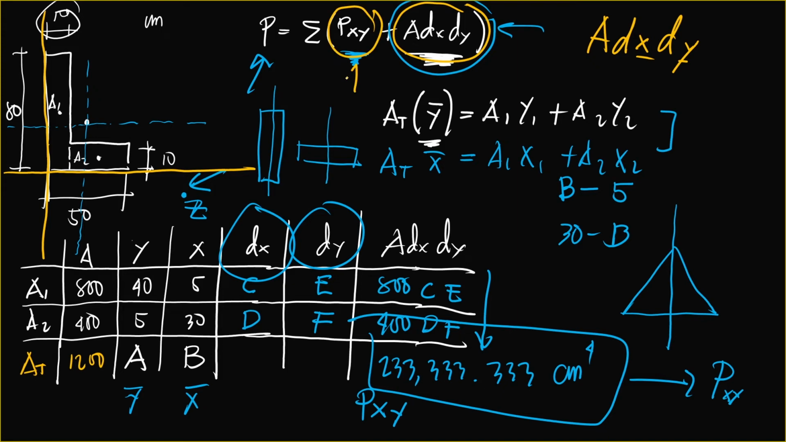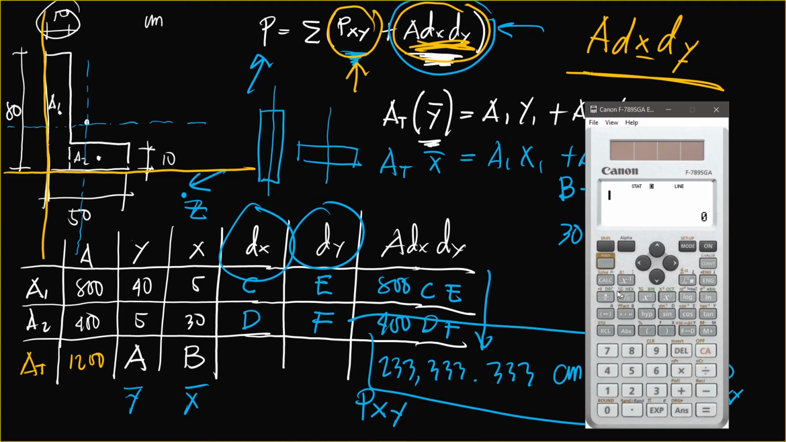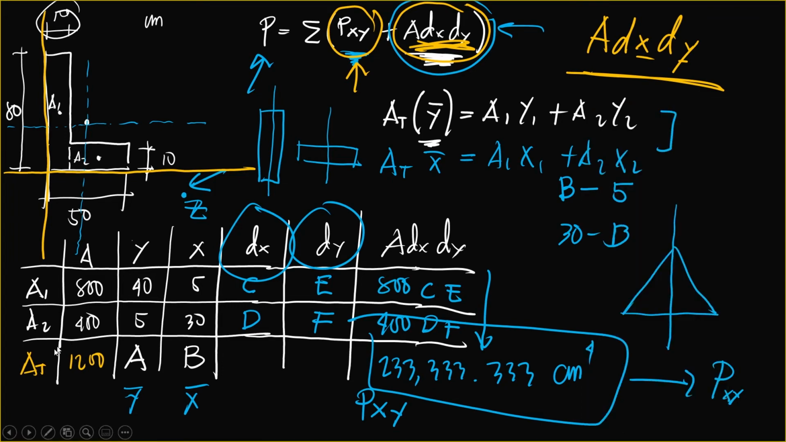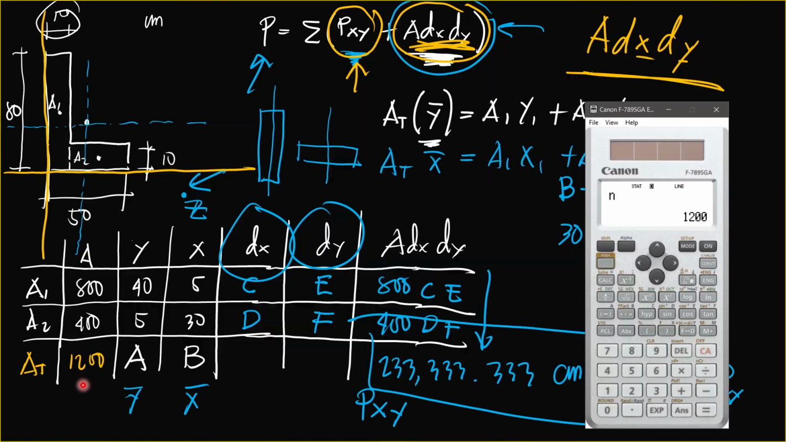On the calculator, N is the area. What is the area? It's 1,200. That's the N. Press AC again.